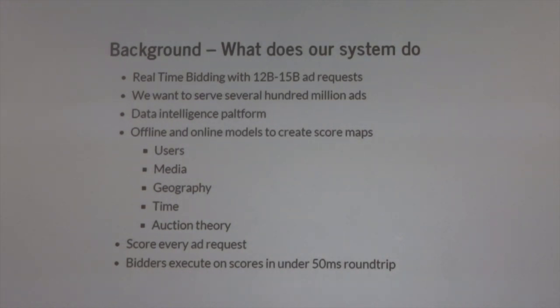Most of our other projects are around users, the media, the geography, the time, and there's some pricing stuff as well. So there's a very broad array of models that we run, and we try to come up with some way to score every single one of these requests in basically real time, because we give ourselves 50 milliseconds. Everything has to run and score in under 50 milliseconds, so that we can score every single one of these 12 to 15 billion requests instantaneously and decide whether we want to buy them and how much we want to pay for them.